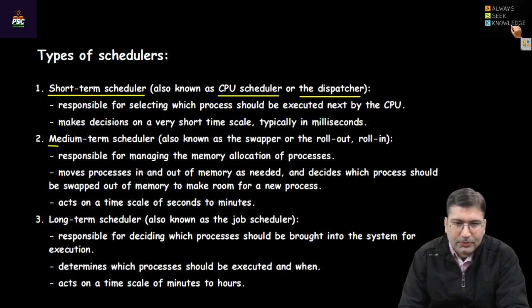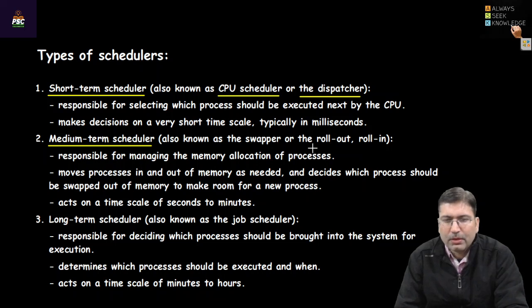Then the next type of scheduler is the medium-term scheduler. It is also known as the swapper or the rollout roll-in scheduler.